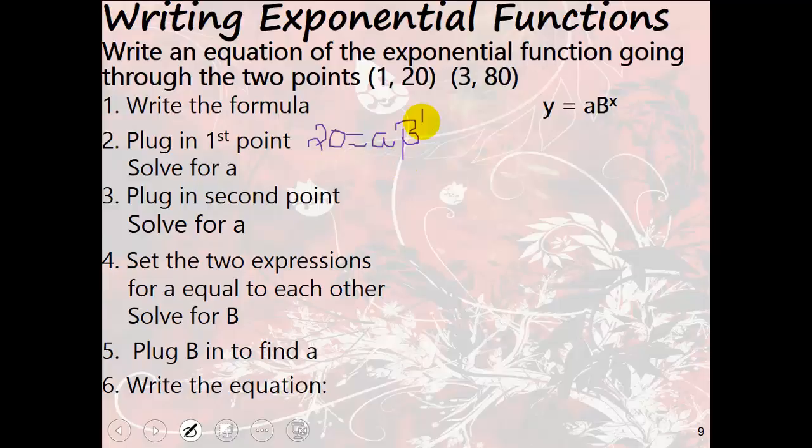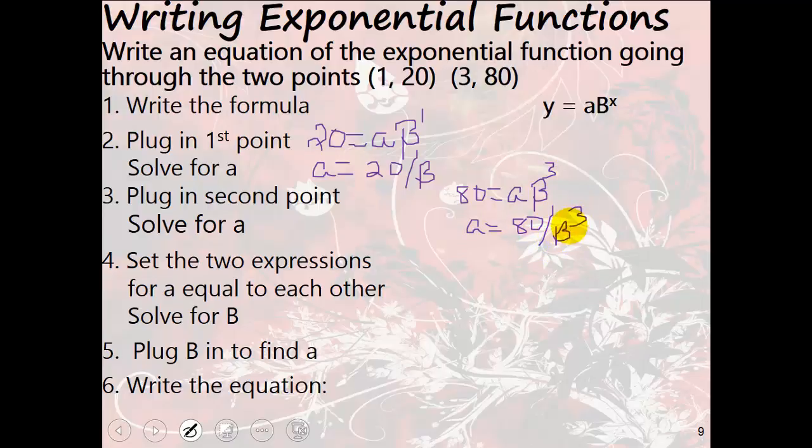So notice that I can't eliminate b, so what I'm going to do is divide both sides by b so that a is solved for. So I get a is equal to 20 over b. Okay? I'm going to do the exact same thing for the second point, and I'm going to get 80 equals a times b cubed. So then I get a is equal to 80 over b cubed.